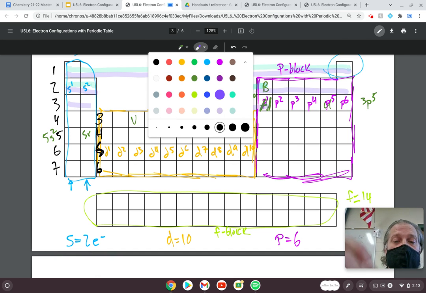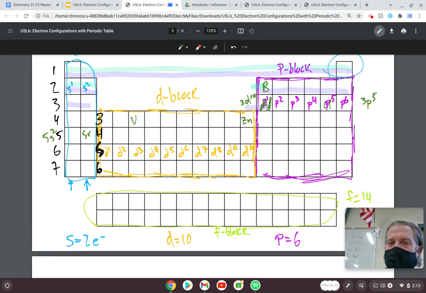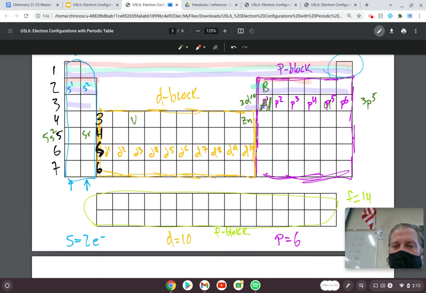So if I start where I would always start, which in this case is going to be at the top, I would go 1s2, 2s2, 2p6, because it's really 1, 2, 3, 4, 5, 6, 3s2, 3p, 1, 2, 3, 4, 5, 6, 4s2, 1, 2, and then I'm going to go down to the 3d, so it's going to be 3d, 1, 2, 3.